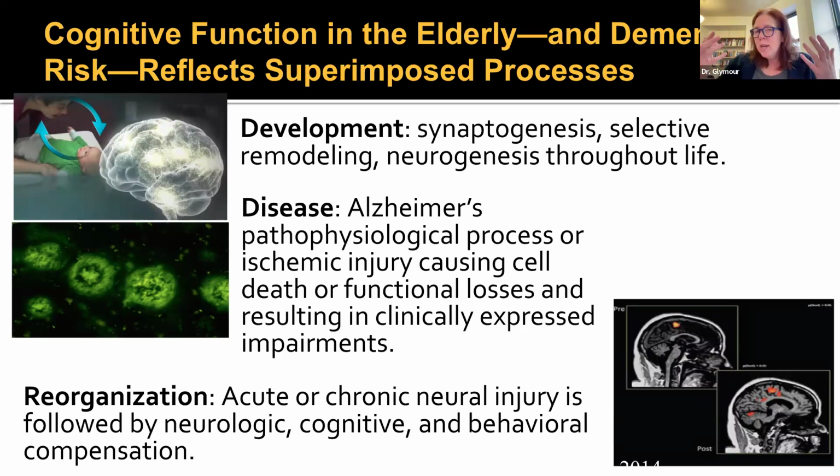And then the brain is a living organ and actually incredibly dynamic. So either acute or chronic neural injury is followed by neurologic, cognitive, and behavioral compensation. So you have all three processes kind of co-occurring, so that if you take a snapshot of functioning at any given time, you're seeing the net of those multiple processes.